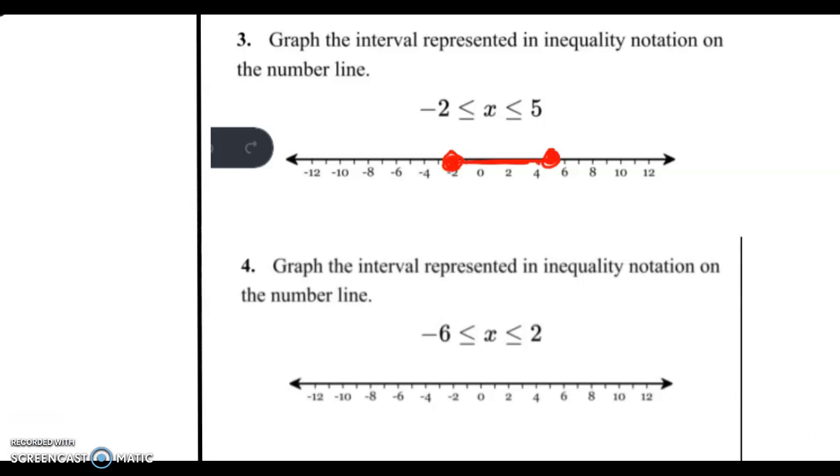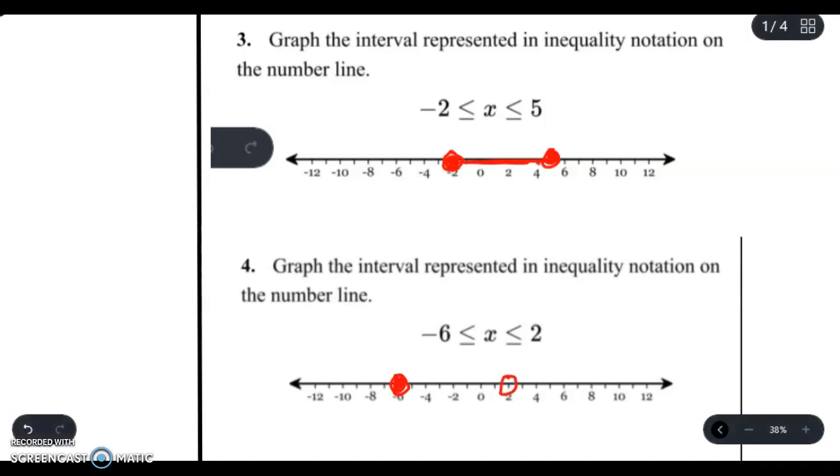Okay, here's another example. We've got negative 6 less than or equal to x. So we're going to come here, close in the circle because it's equal to, and then go to the right. But x is also less than or equal to 2, so we're going to go to the left.